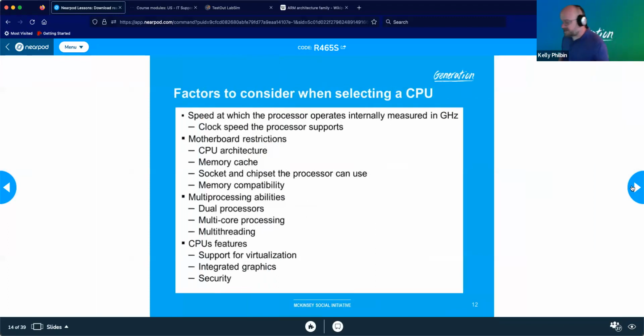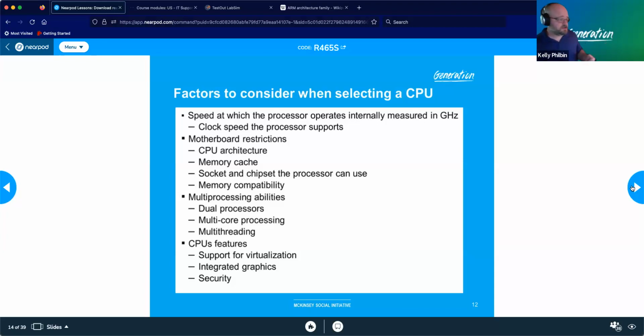So when you're going to select a CPU for your motherboard, some things you've got to take into account. Motherboard restrictions. What is the CPU architecture? What brand of CPU do you need? Memory cache, the chipsets that are allowed to be used, multi-processing capabilities, such as dual processors, multi-core processing, multi-threading. We're going to get into this as we go.